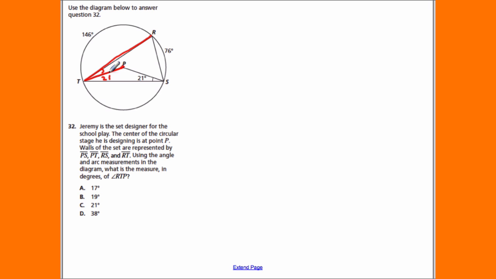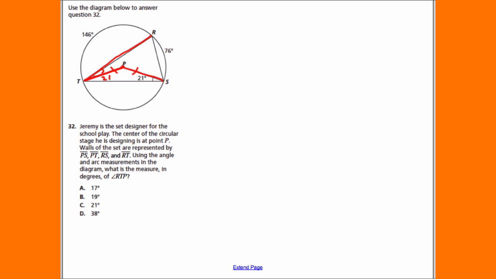Why? Because you have an isosceles triangle. Segment PT is a radius and segment PS is a radius, and radii are equal. So those two sides are equal, which means angle S and angle T, or this angle here and this angle here, are going to be both 21 degrees because it's an isosceles triangle. Great, so that gives us part of that, and now it would be really nice to know what angle RTP is since that's what they're asking.